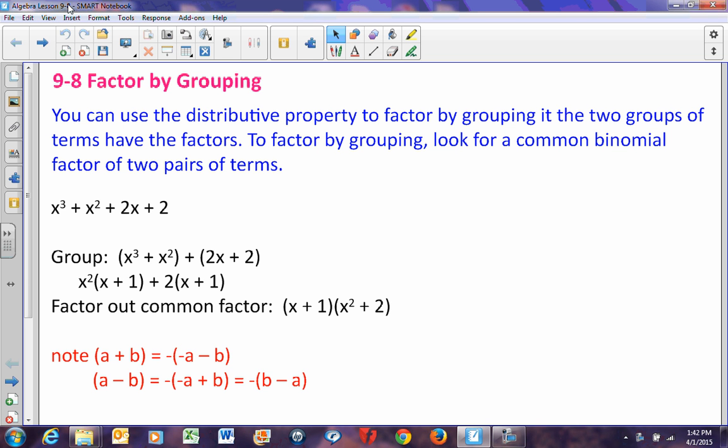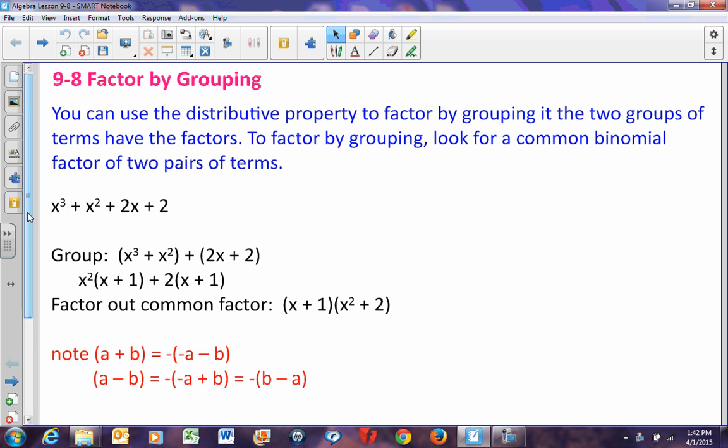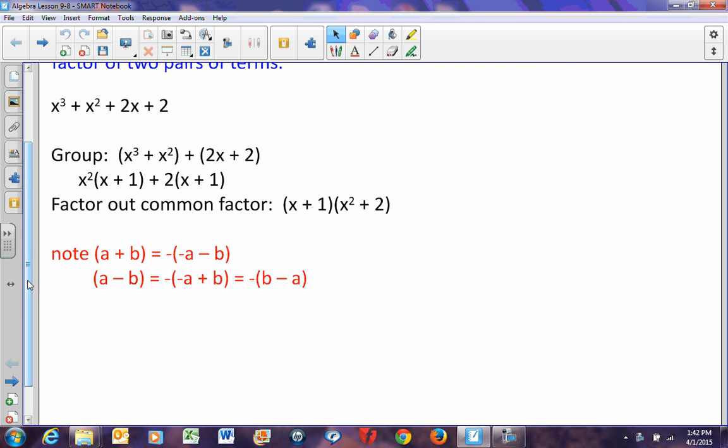For example, if we have x cubed plus x squared plus 2x plus 2, if I grouped those first two and last two, I could take an x squared out of my first term, and then I would be left with an x plus 1. And I could take a 2 out of my second term, and I'd be left with an x plus 1. My common factor is x plus 1, and my other factor I'm left with is x squared plus 2.